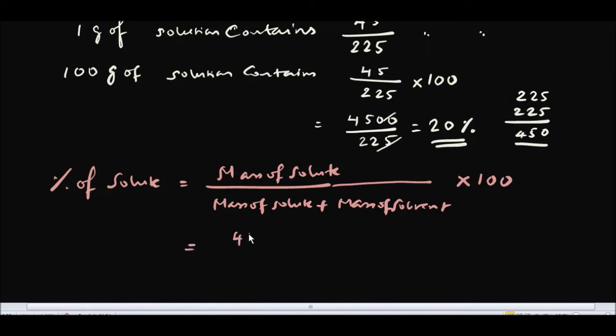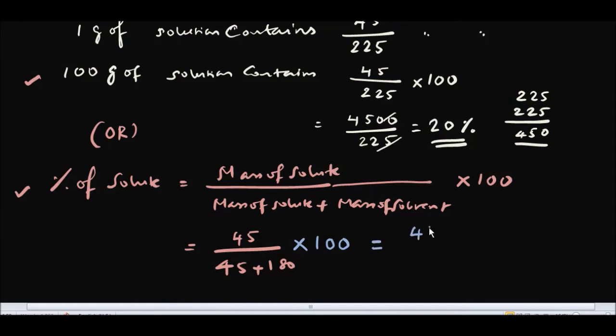Mass of solute is 45, so here it is 45 plus 180, and it is to be multiplied by 100. So that is equal to 45 divided by 225 into 100. And the same answer is obtained, 20 percentage. So in either manner, either in the first format or by using this, you can get the same answer. Either one of the methods can be followed.